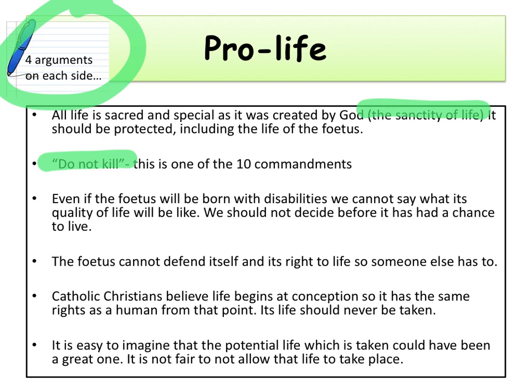Next, we have the Catholic Christian view that life begins at conception. This means it has the same rights as a human from that point, so its life should never be taken.